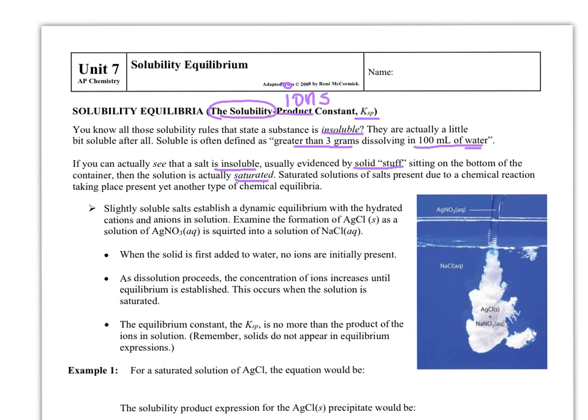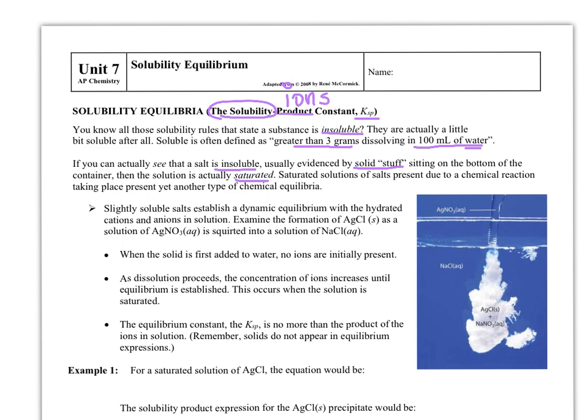Saturated solutions of salts, and saturated solutions present due to a chemical reaction taking place, are also another type of equilibrium. So we're going to talk about two different things. We're going to talk about just having a solution and its solubility and reaching that saturation point, which we would consider equilibrium. And then we're also going to talk about chemical reactions that can take place with saturated solutions. So we'll talk about chemical reactions a little bit as well.